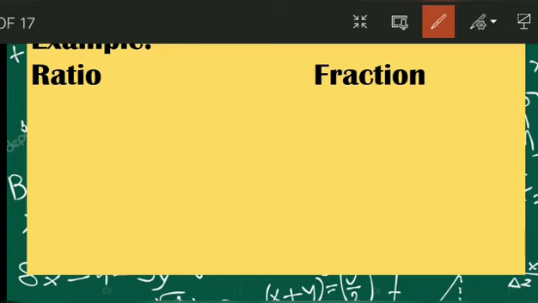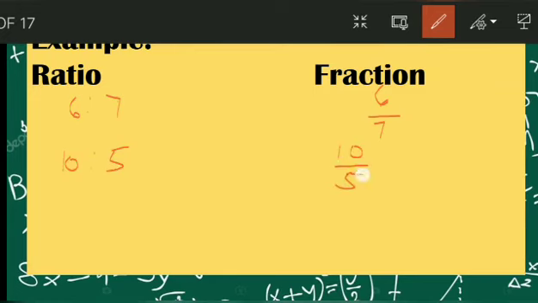Paano naman kung ratio papunta sa fraction form? Okay, halimbawa, 6 is to 7. So, kapag ganyan, si 6 yung ating numerator, then 7 will be our denominator. So, ang fraction form niya is 6 all over 7. Okay, another example, 10 is to 5. So, sa fraction form, 10 all over 5.